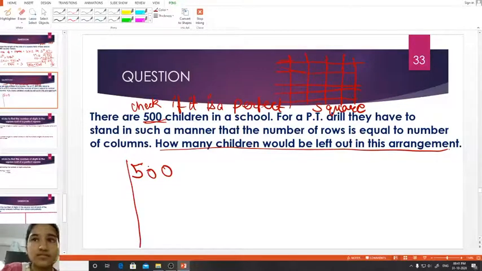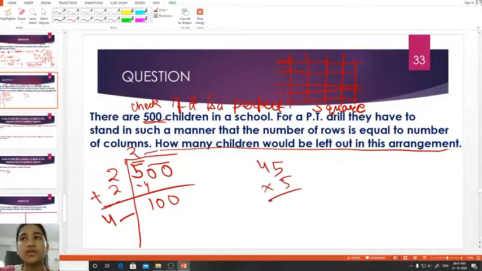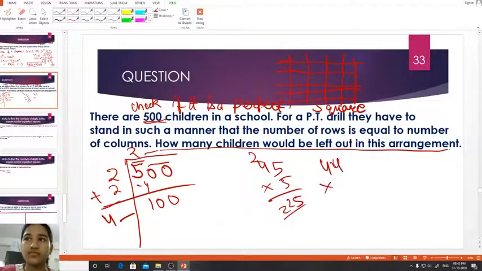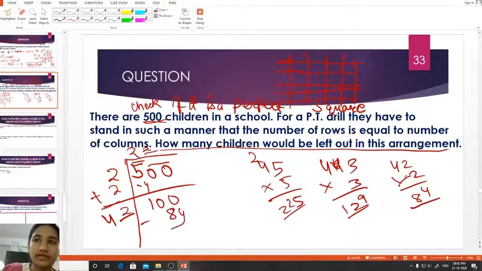So let's proceed. Yes, we can take 2 twos are 4, right? Which is nearest, where when we add it will be 4. 45 into 5, 5 fives carry 20, 25. Oh my god, it's going to exceed. 44, 43 into 3 will be 129. It's also exceeding. 42 into 2, 84. Perfect. 42 into 2, minus 84.